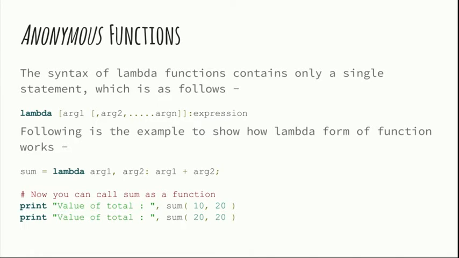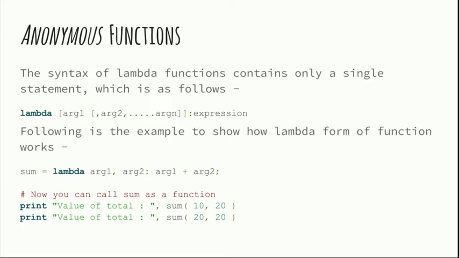The syntax of a lambda function contains only a single statement, which is as follows: lambda argument1, argument2, ..., argumentn : expression. Following is an example to show how the lambda form of a function works. sum = lambda arg1, arg2: arg1 + arg2. Now you can call sum as a function.